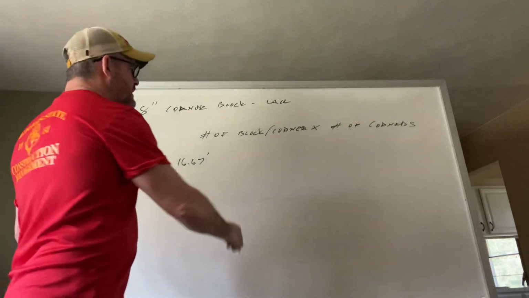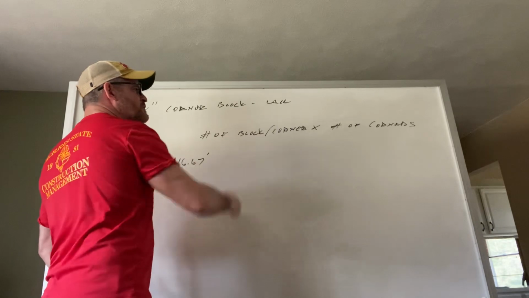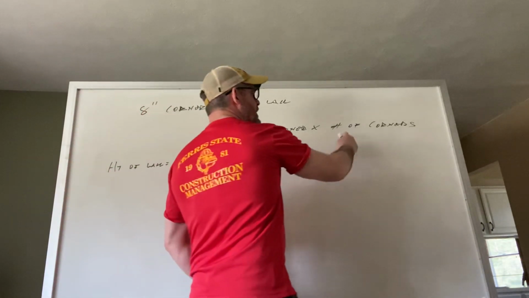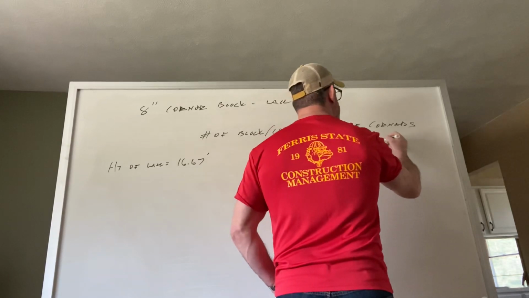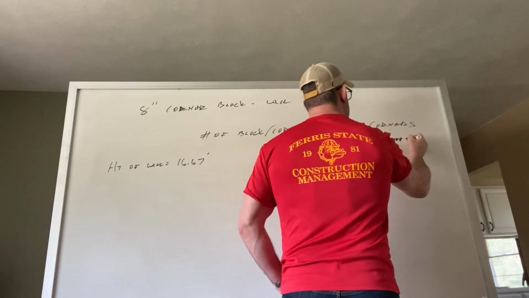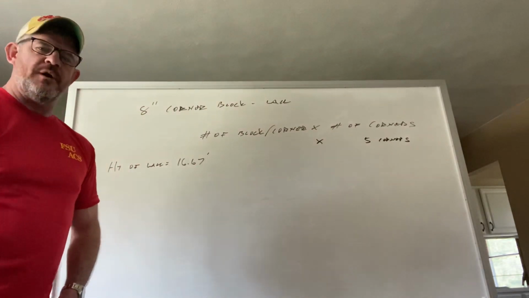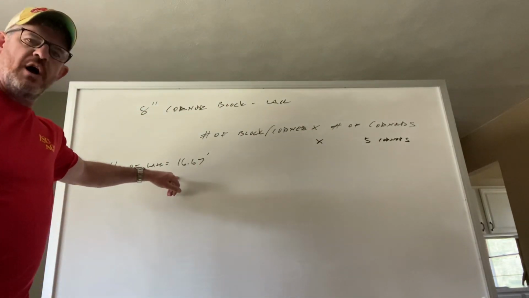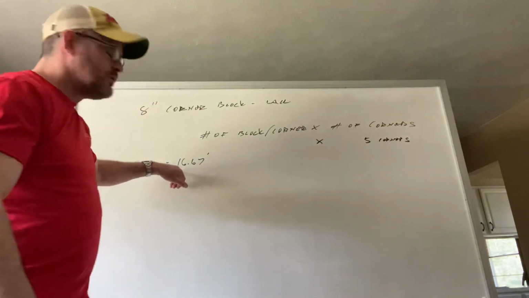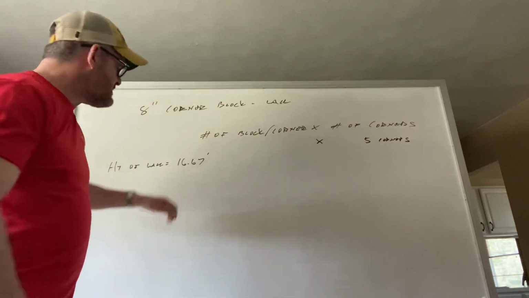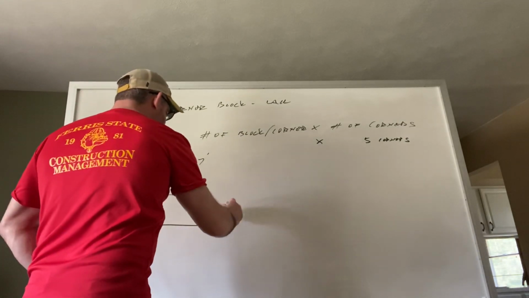Now what do we need to determine? I need to know how many block I have in each one of those corners. We already determined by looking at our print that I have 5 corners. Now I want to determine how many block I have per corner. Again, we determined how tall each one of our corners are. So what am I going to do? Again, what am I talking about? I'm talking about the height of my block.